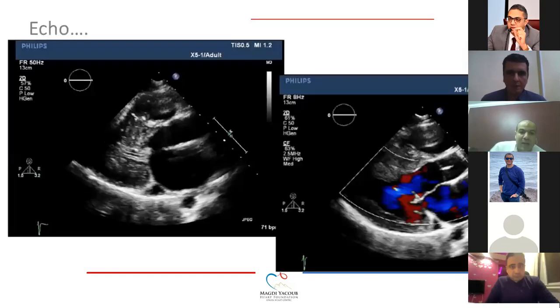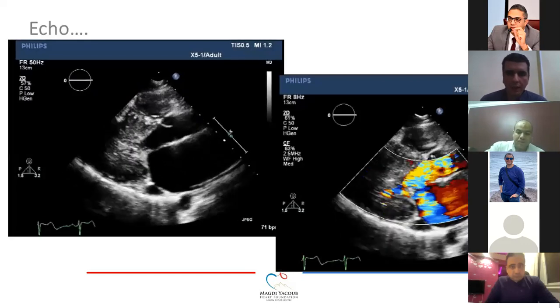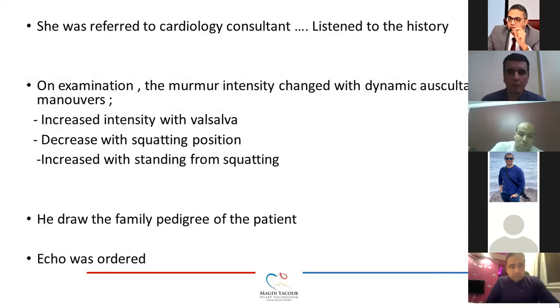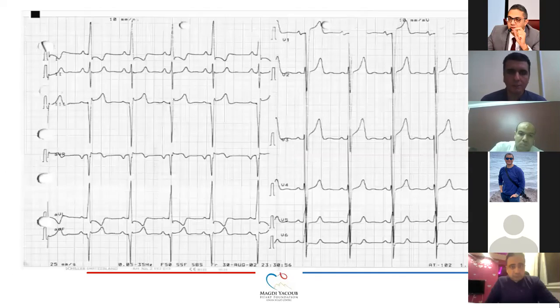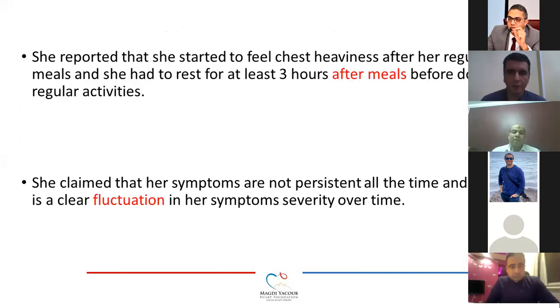So, Mohammed, this is a very interesting case. Before going to the echo, let me summarize what you have said. This is a case of a young athlete who complains of symptoms that seem to be due to LVOT obstruction. Her ECG showed a significant left ventricular hypertrophy.